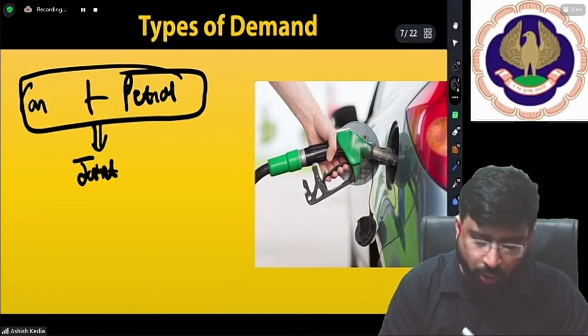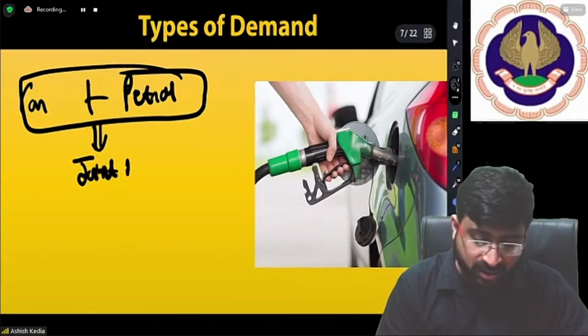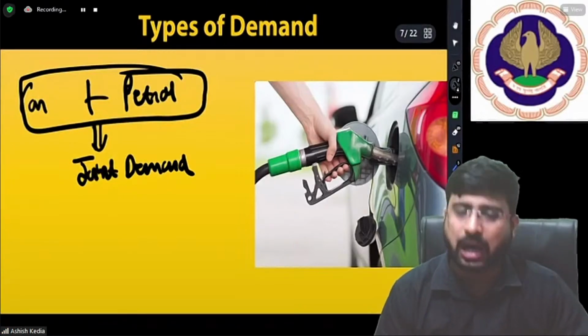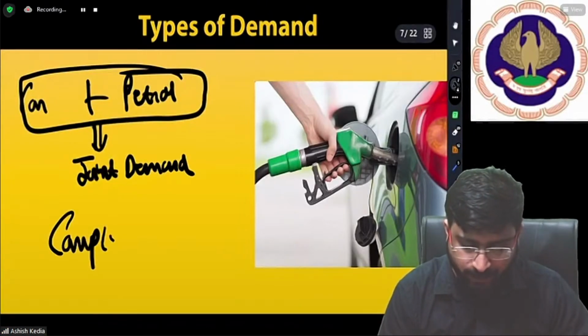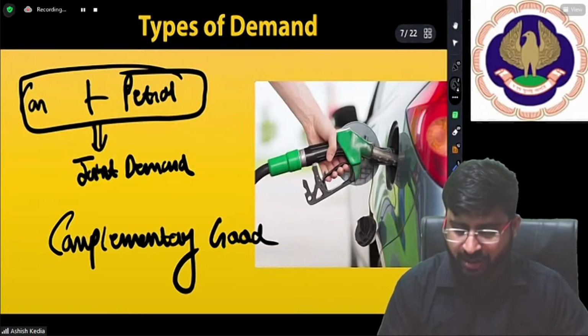Because there is no use of a car without petrol, and there is no use of petrol if there is no car. So these commodities are wanted together. It is called joint demand, and such goods are called complementary goods. Why are they called complementary goods? Because they complement each other. They help each other out.